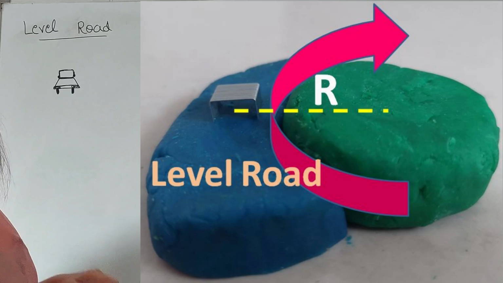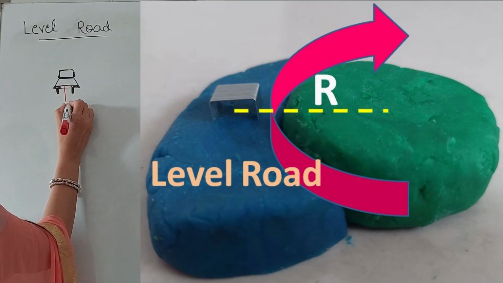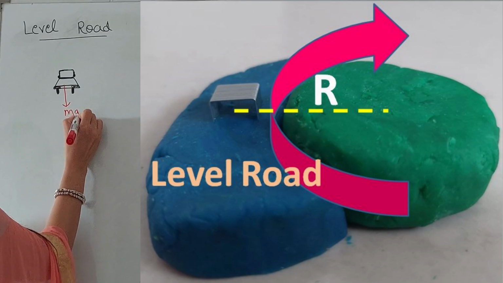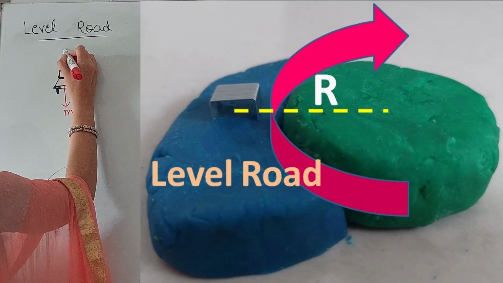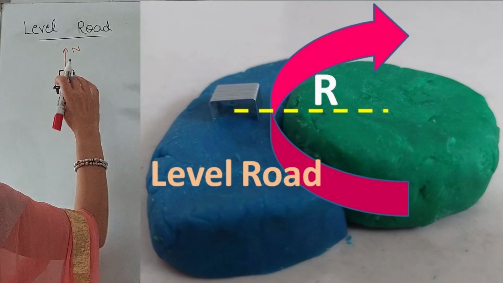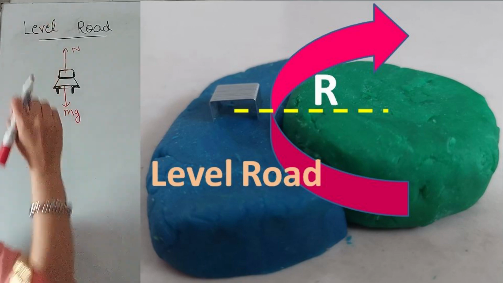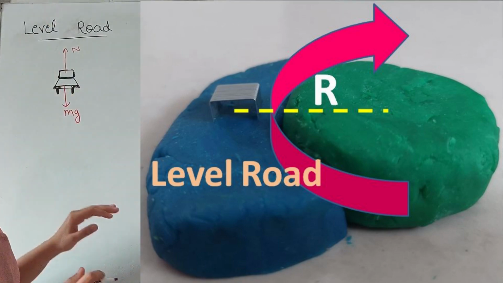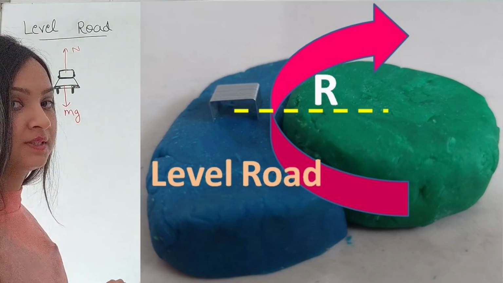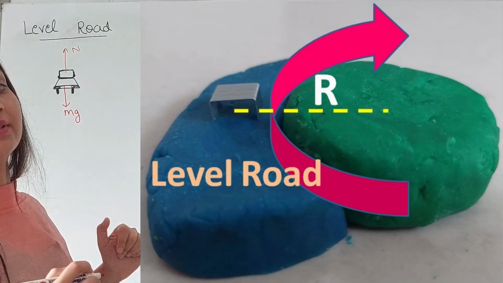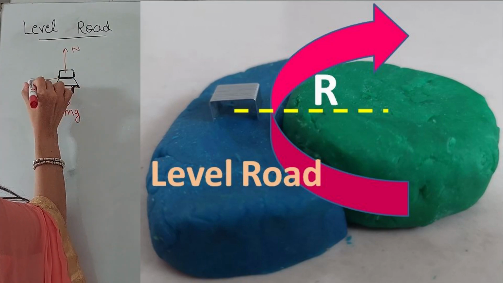If this is your car, what are the various forces that will be acting on this car? Weight of this car, that is mg, in the downwards direction. Then we have the normal reaction force, which is equal in magnitude as this but opposite in direction. This will be the force on the tires of the car because of the level road. And the third force that will be acting is the force of friction.